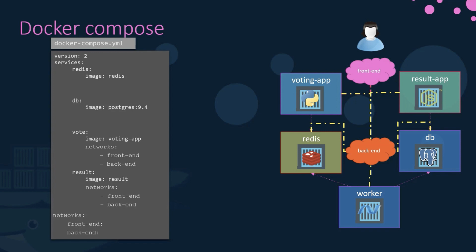In case of the front-end applications, such as the voting app and the result app, they require to be attached to both a front-end and back-end network. You must also add a section for the worker container to be added to the back-end network. I have just omitted that in this slide due to space constraints.